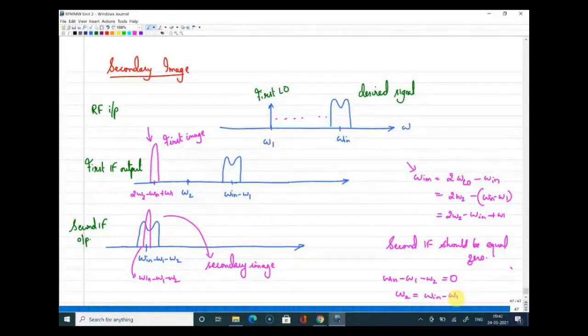Lalit, I didn't get. Oh, you're not able to see what I'm writing? Okay, yeah, sorry. So the second local oscillator omega 2 should be at omega in minus omega 1, so that your second IF will be directly falling to the baseband, right? That is what we should take care of in Weaver architecture. Second IF should be equal to 0, so that the secondary image problem can be resolved.